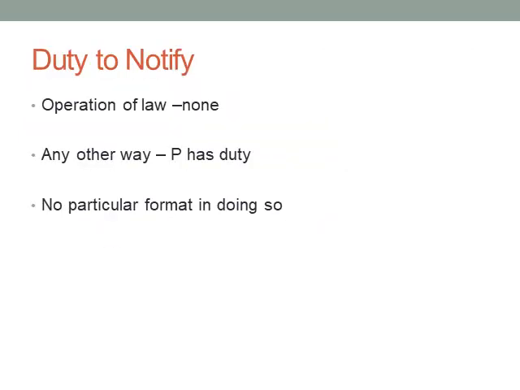So the last piece of this is the duty to notify. Who has the duty to notify third parties? The principal. When an agency terminates by operation of law, though, there is no duty. Nobody has to notify any third party. But if the parties terminate, it's the principal that has the duty to notify the third parties that the agency no longer exists. There is no particular format in doing so.